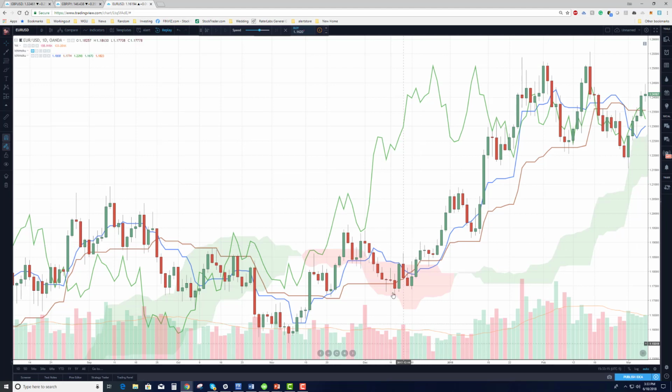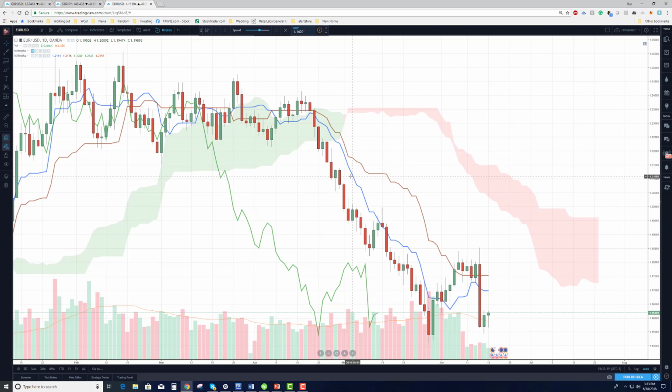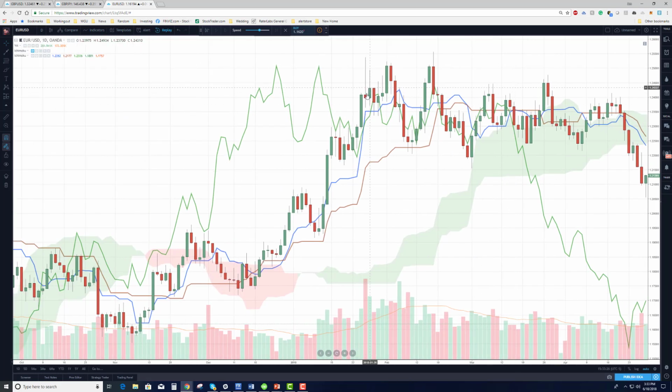Oh, one thing I did need to note is the stops. If we're short here, we always put our stop slightly above the cloud. If we're taking a long trade, we always put our stop slightly below the cloud. All right? So as we're moving up in price, we're keeping our profit. Okay?